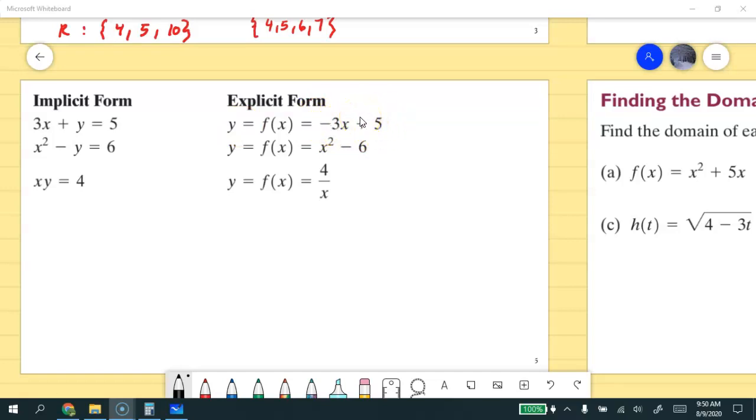It's solved for y. So if you want one simple technique to remember what is an explicit form, in an explicit form, it's solved for y. All right, that's what makes it so special right there.